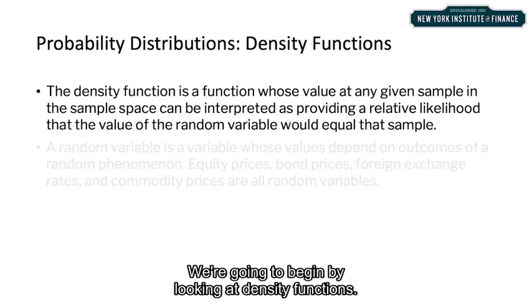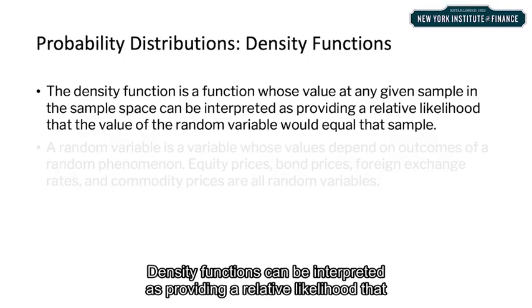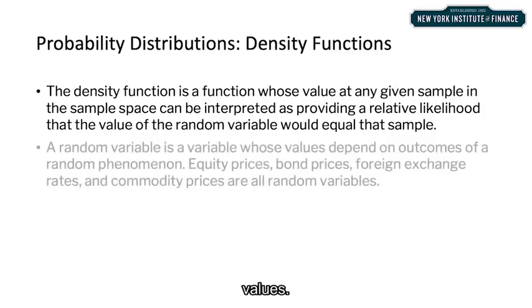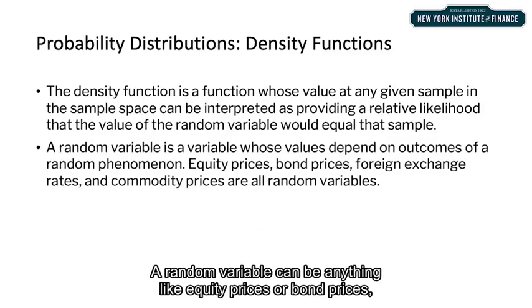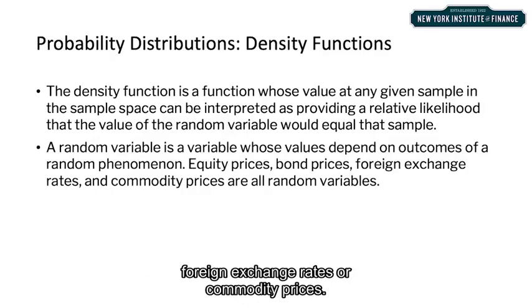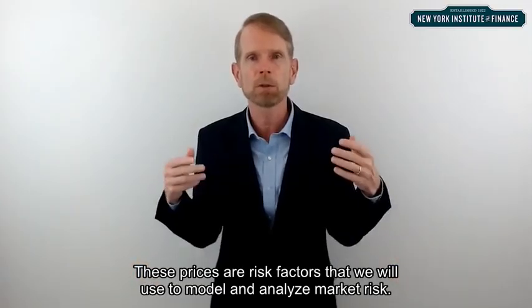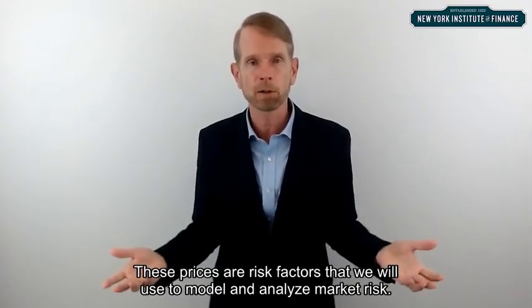We're going to begin by looking at density functions. Density functions can be interpreted as providing a relative likelihood that the value of a random variable will be within a certain range of the sample values. A random variable can be anything like equity prices or bond prices, foreign exchange rates, or commodity prices. These prices are risk factors that we will use to model and analyze market risk.